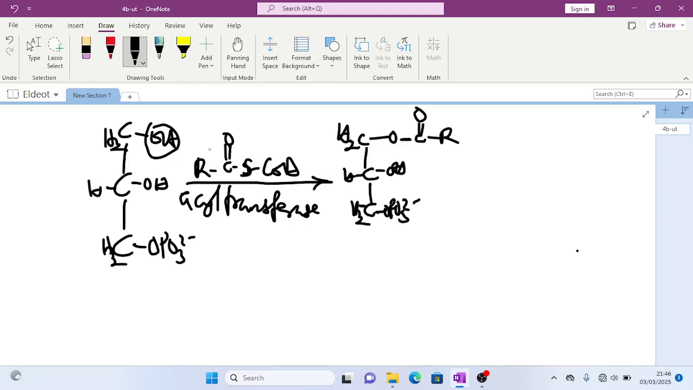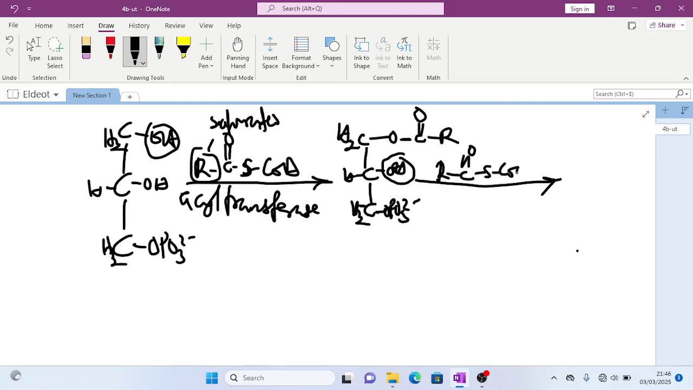And note that this acyl group here is a saturated acyl group. So then we're left with this other hydroxyl group, which will also be acylated by an unsaturated acyl-CoA. And the enzyme here is also acyl transferase. And so our product is going to look like this.